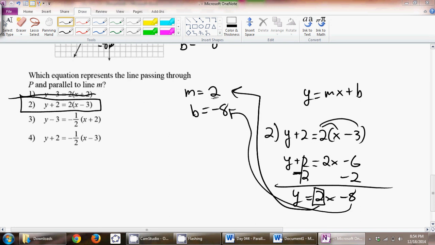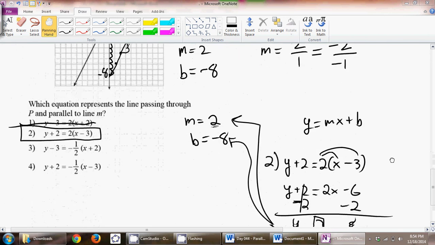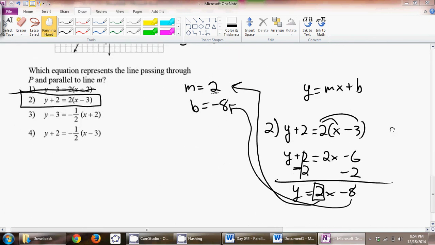If it didn't work out, you would just keep on going through until you found the correct answer. That's one method of doing problem number 9. If you have another method, I'd love to hear it. I think substitution is one, but if you come up with a quicker way, let me know.